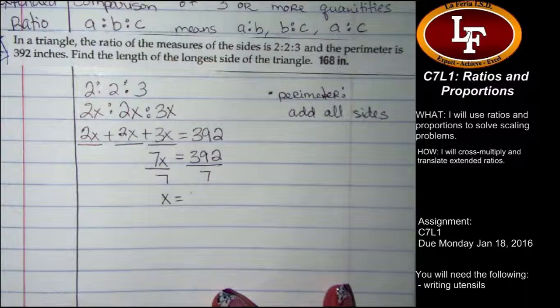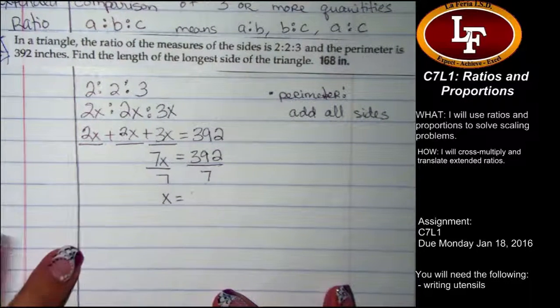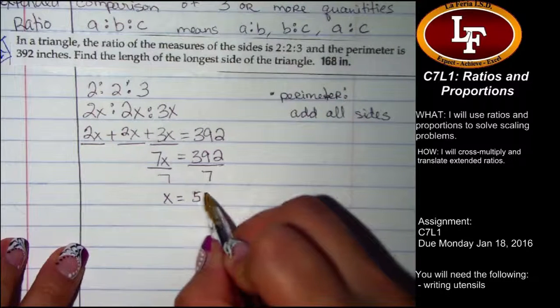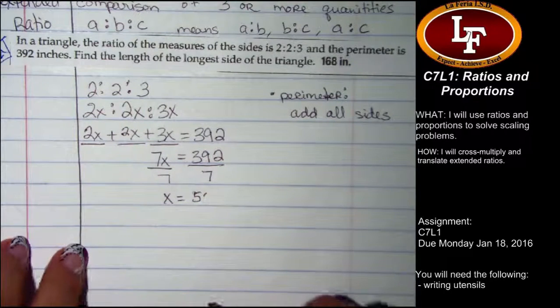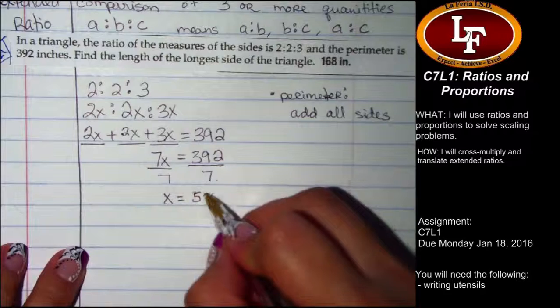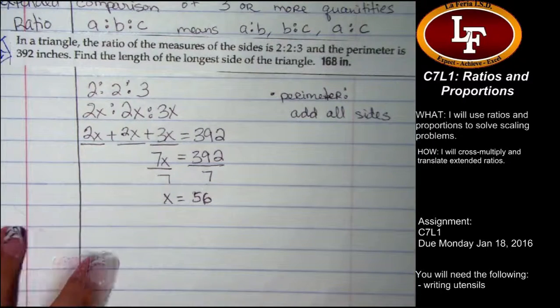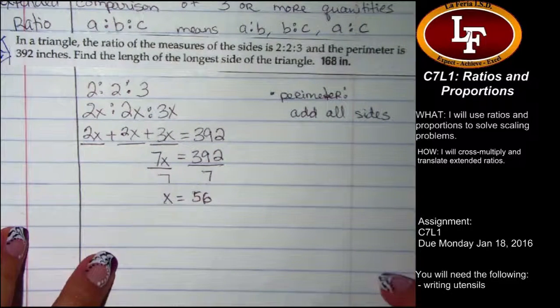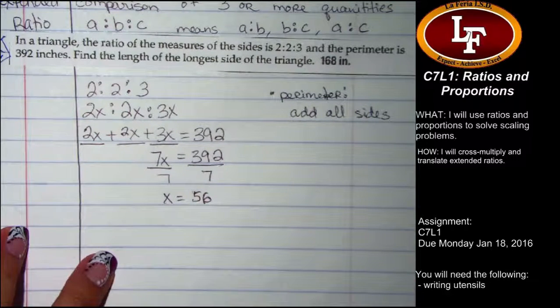70 something? 56. 56? Wait, 56. 56. We're done, right? No. What am I missing? You gotta find 3x.